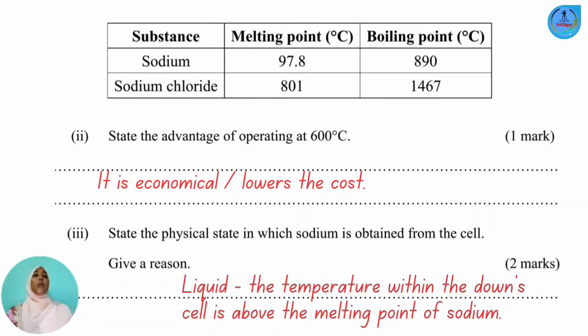What is the melting point of sodium? 97.8. So at 97.8, you will have sodium metal melting to give you liquid sodium, right? So if you have temperatures that are much higher, at around 600 degrees Celsius, we are expecting the sodium metal to be in liquid state.